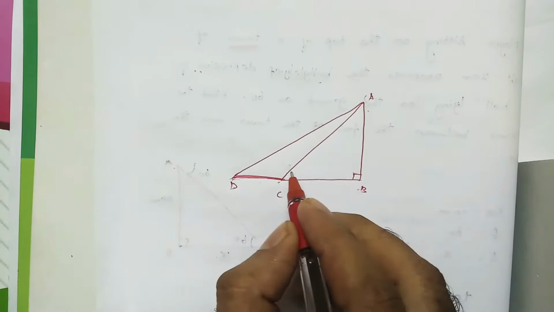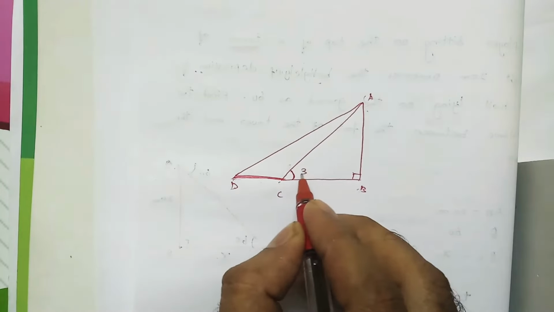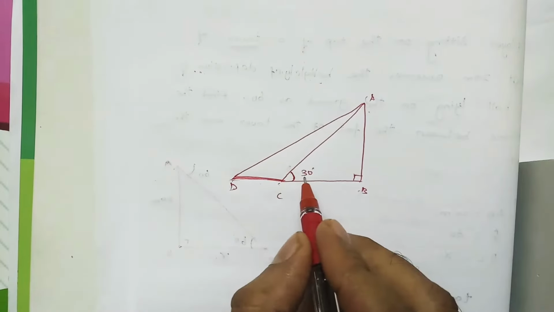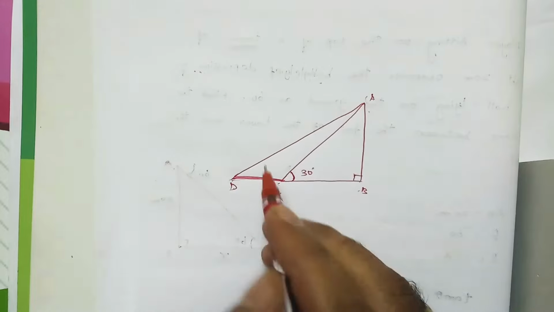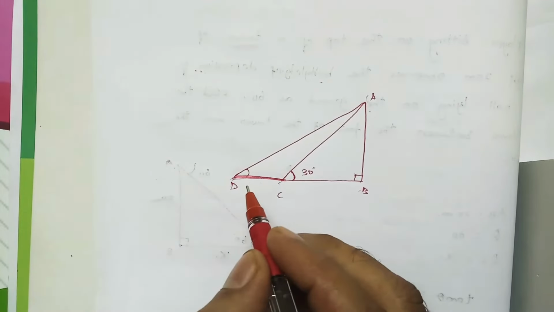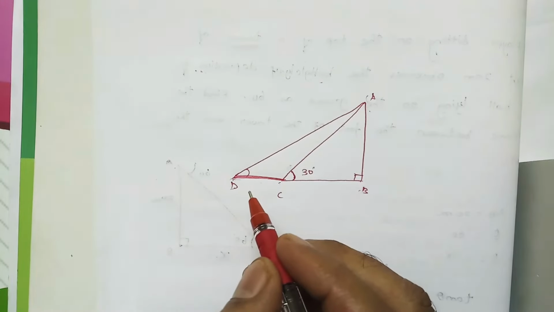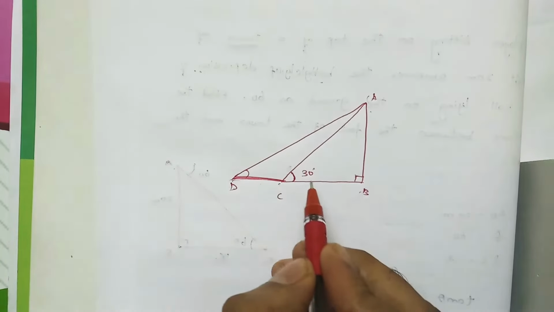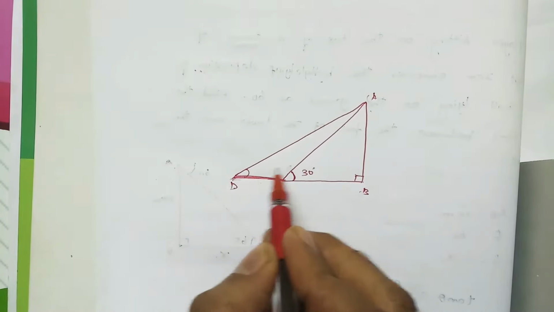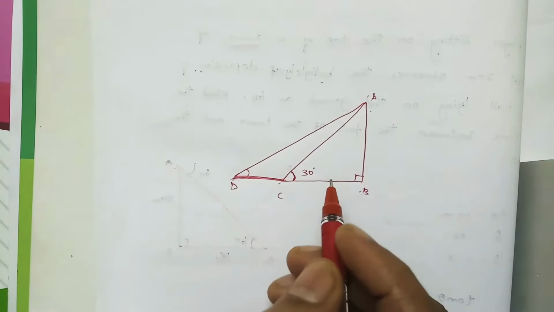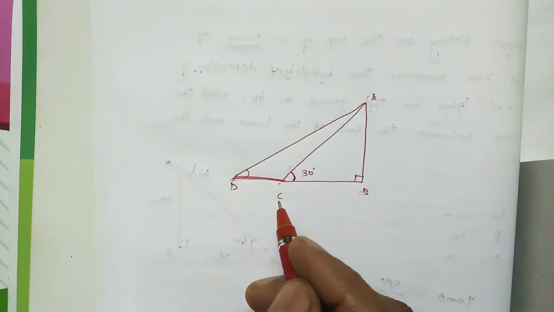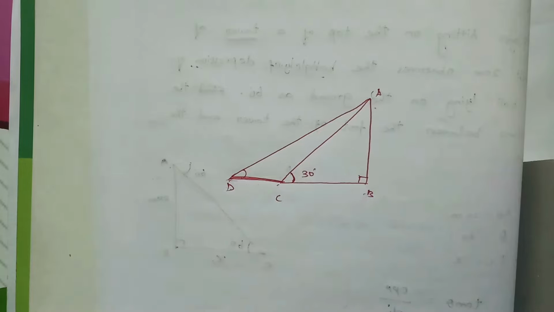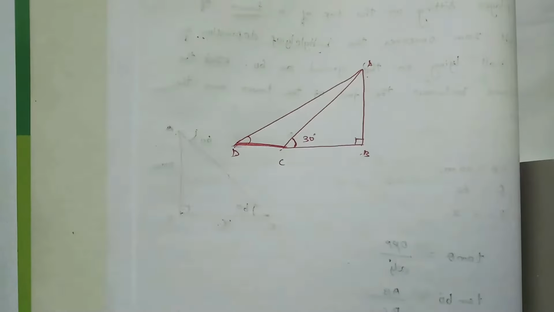See, if angle C is 30 degrees, and what is the angle D? We don't know the angle, but I am just asking that. This is very important, a very important hint. See, the angle D is either less than 30 or more than 30. That alone you want to know. Less than 30 or more than 30.